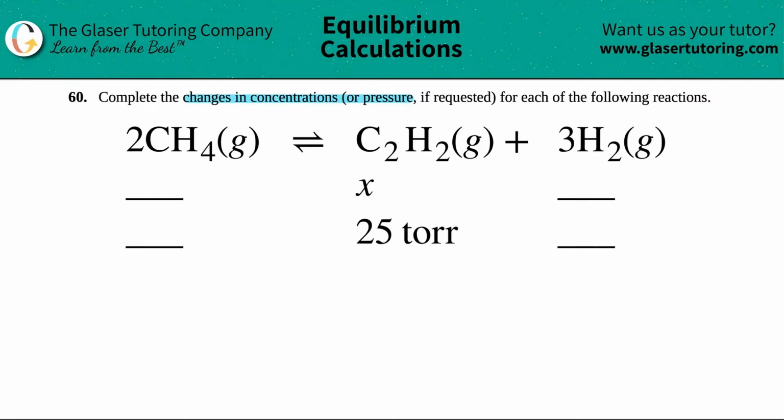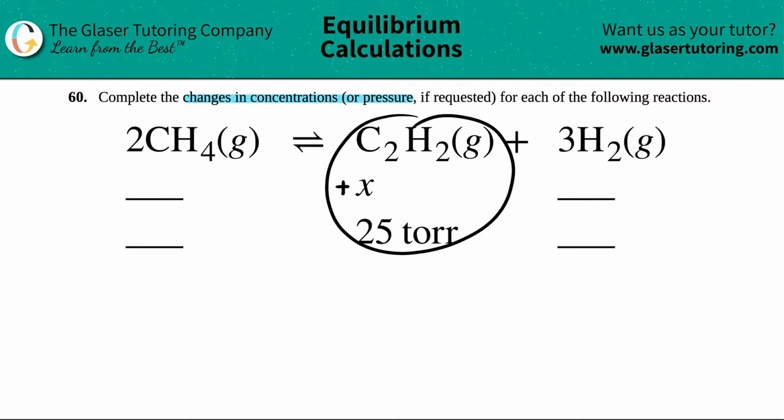Now we just have to find the changes in those pressures. We don't know the initials and we don't know the finals, aka the equilibrium values. All we know is what we're changing it by. So we got to base it off what we know. They told us that C2H2 gas was increasing by an X value. I say that it's increasing because this is a positive value. They didn't say negative. So I'm going to say that this was going up by an X value.